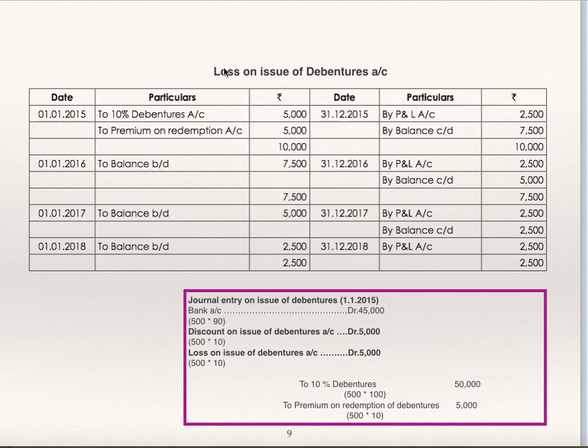See the ledger account, loss on issue of debentures to 10% debentures 5,000, to premium on redemption 5,000. By profit and loss account 2,500. Why? Total 10,000 is to be written off in 4 years, so every year 2,500 is written off. Balance carried down, balance brought down, by profit and loss account, and at the end of 4th year, the account will get closed.